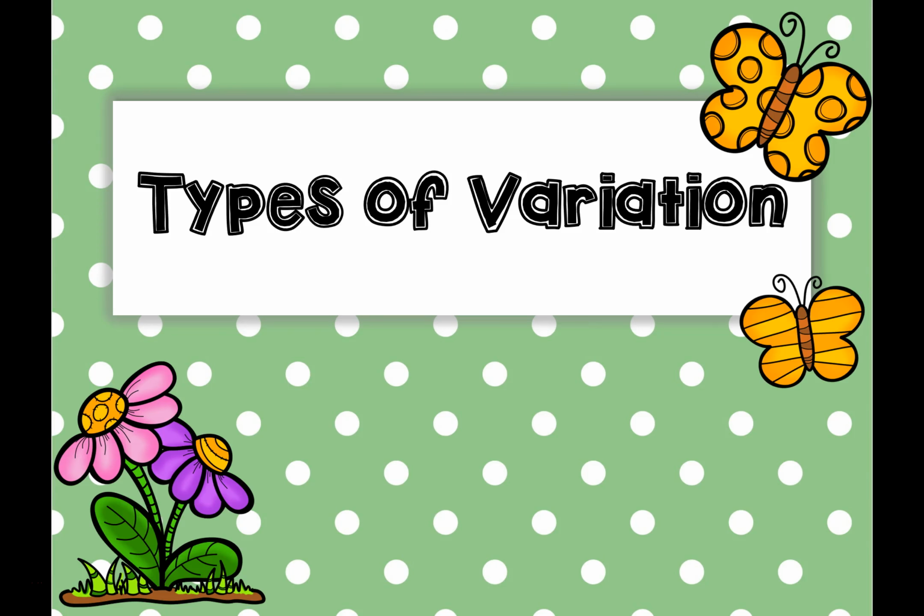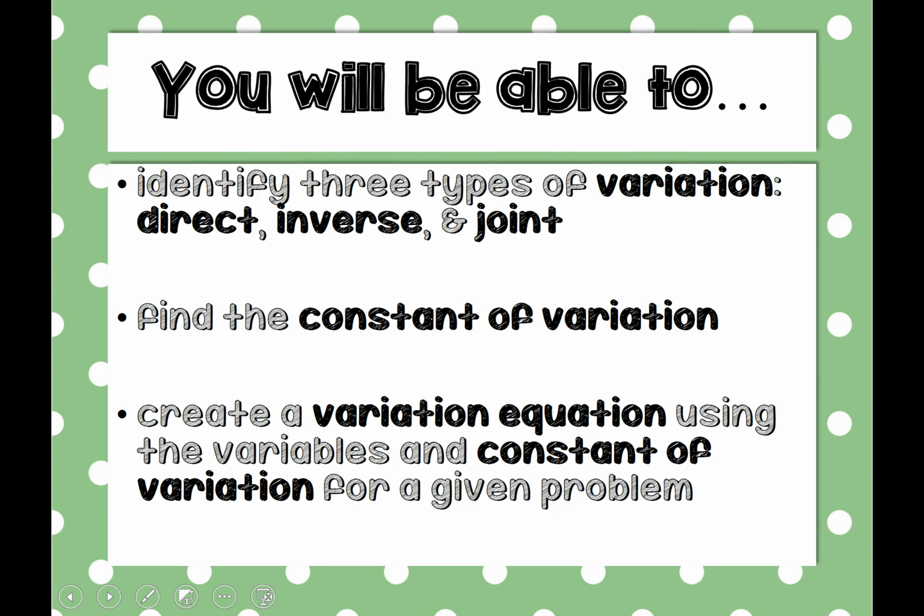Hi everyone! In today's video we are going to look at the last part of chapter 7, which is types of variation. In this video you are going to learn to identify 3 types of variation: direct, inverse, and joint. After you know which type of variation you're working with, we're going to be finding the constant of variation, and then we're going to create a variation equation using the variables and the constant of variation for a given problem so that we can solve.